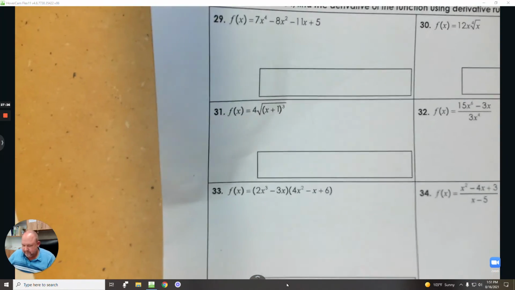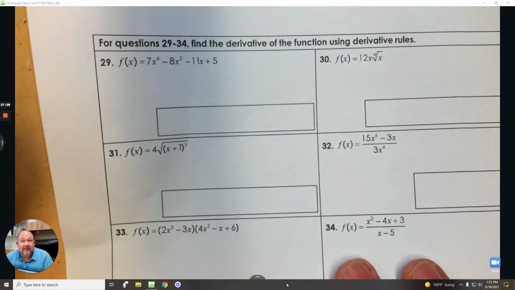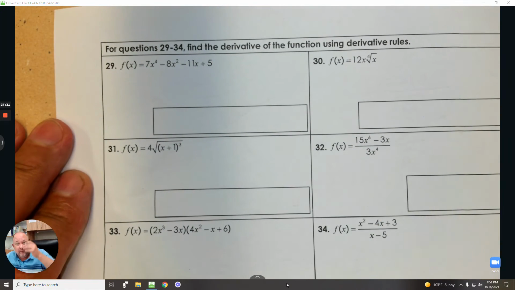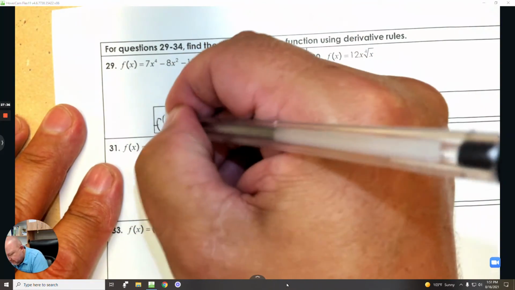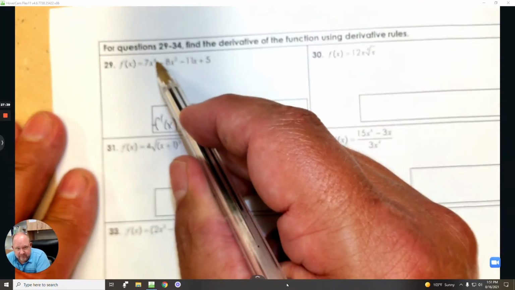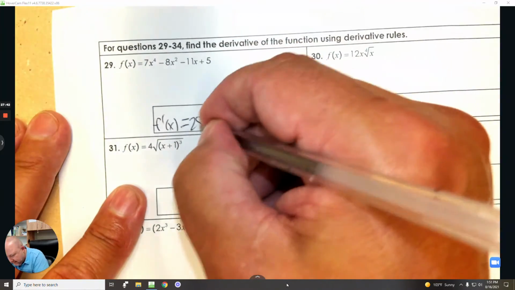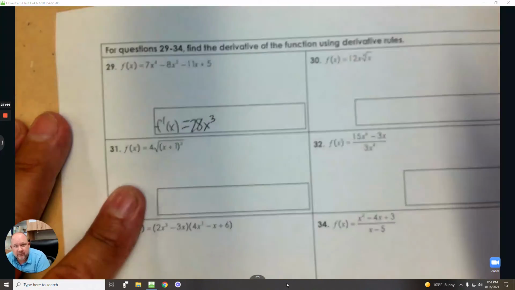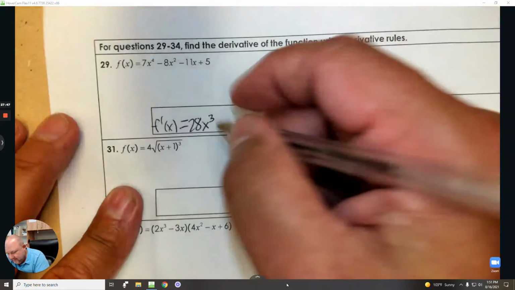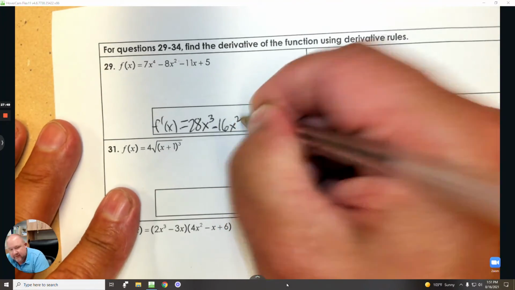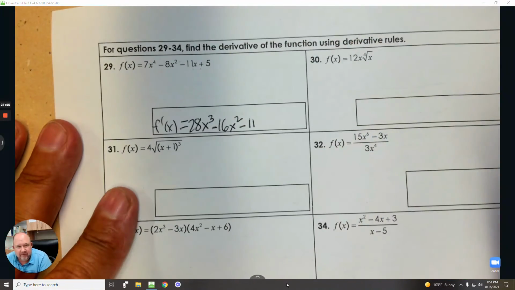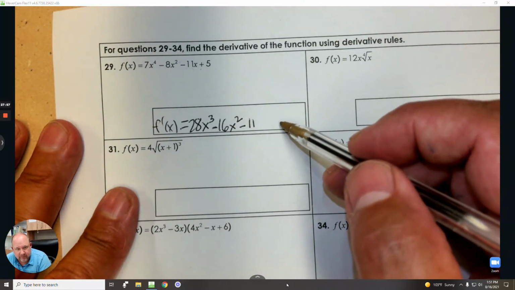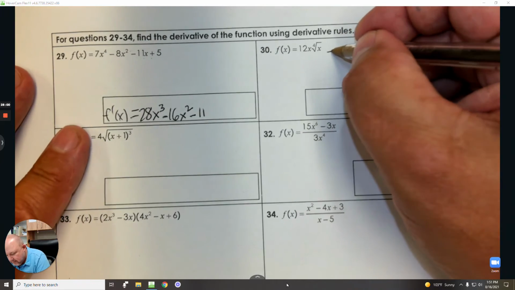All right, last page. We're going to use only derivative rules here. So these are the power rules we're using. So the power rule here to find the derivative, you take the exponent times what's in front. So that's 28, and then subtract 1 from the exponent. Multiply, that's negative 16, and subtract 1 from the exponent. Negative 11x, that leaves you with negative 11, and then the derivative of 5 is 0. For number 30, we're going to rewrite this.